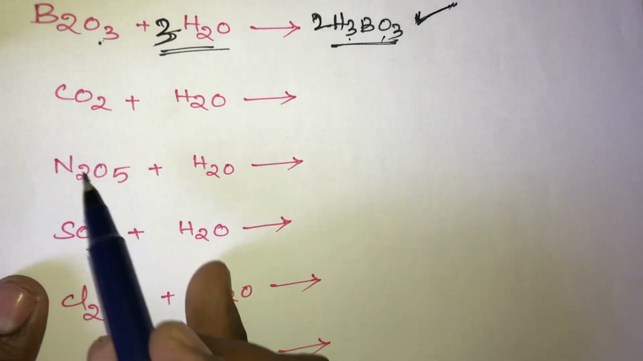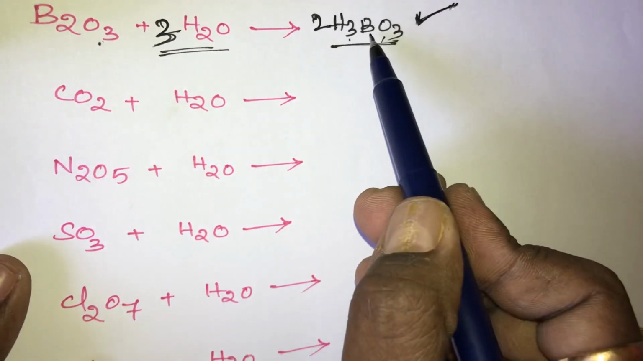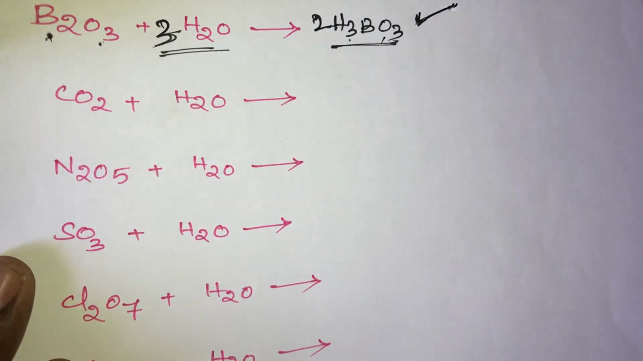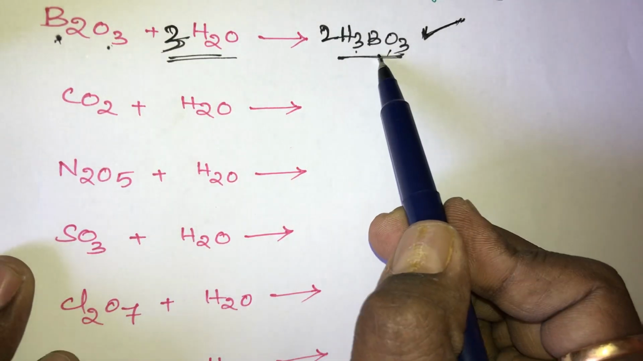That is orthoboric acid or boric acid. B2O3, boron belongs to the third group elements. This is orthoboric acid, an oxo acid.